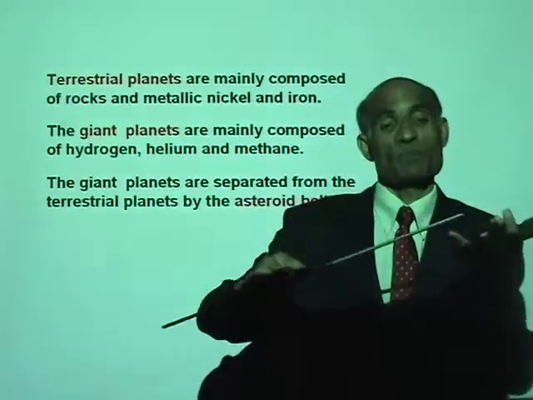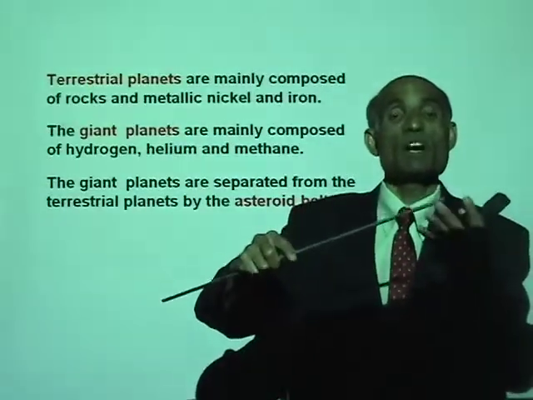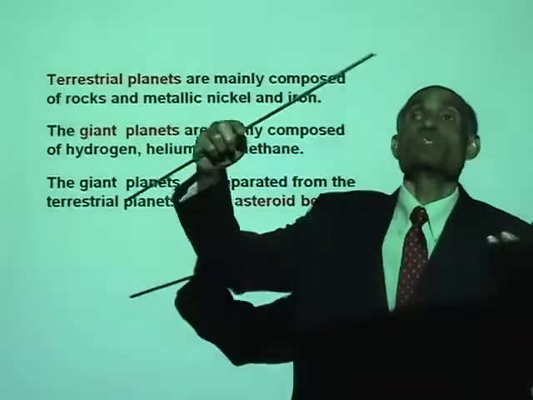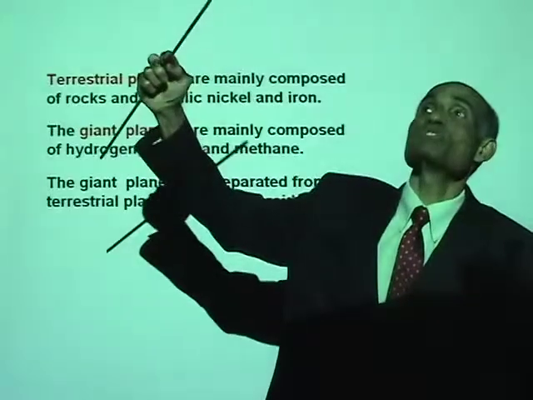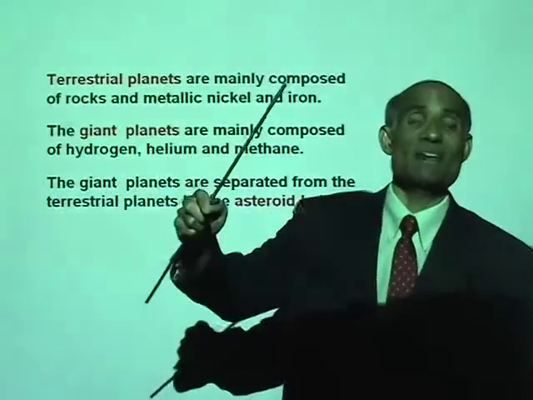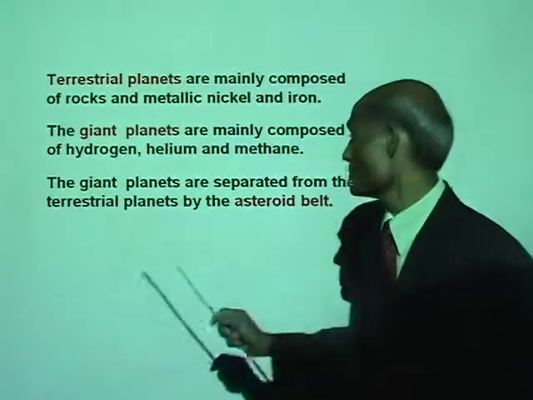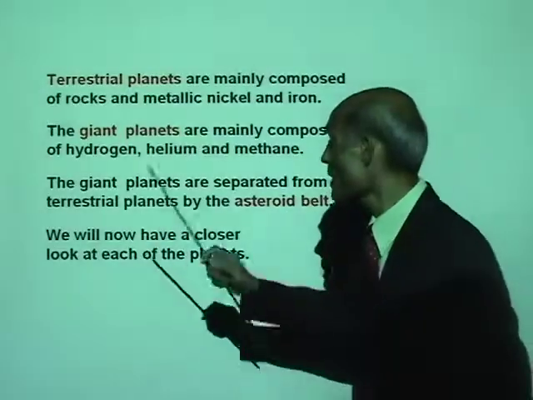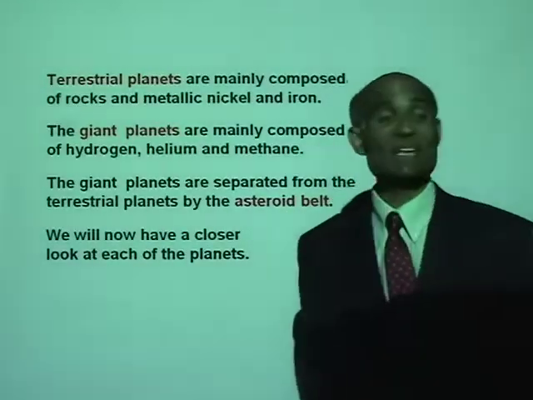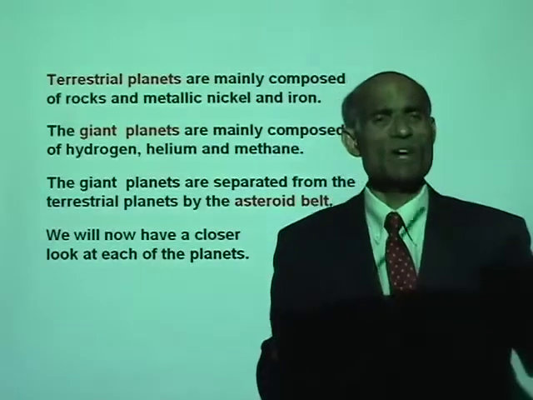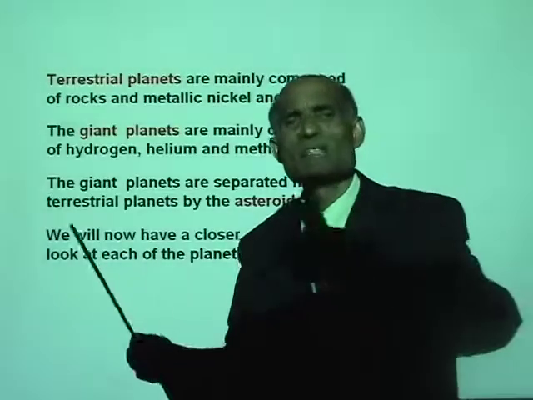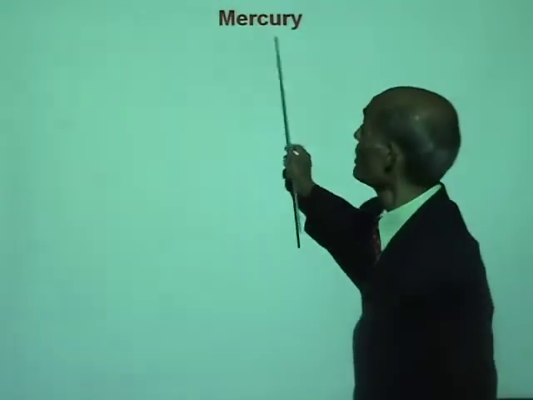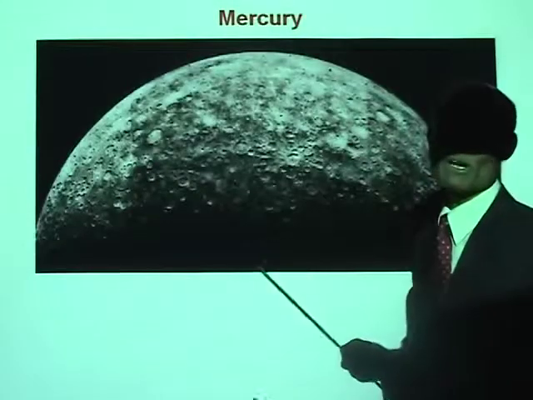You see, Mercury, Venus, Earth and Mars are the terrestrial planets. Then Jupiter, Saturn and Uranus are the giant planets. Separating the two, you have the asteroid belts. We will now have a closer look at each of the planets. We will not spend a lot of time, but take a glancing look at each of the planets. First, let's have a look at Mercury.